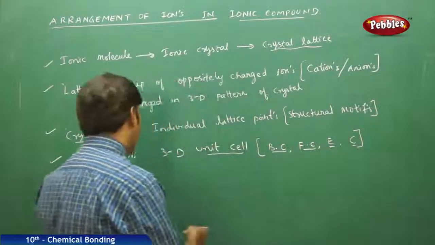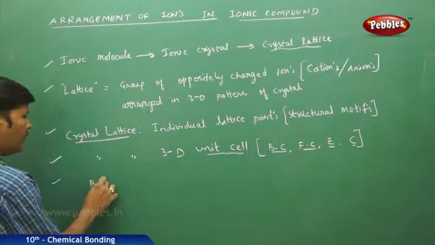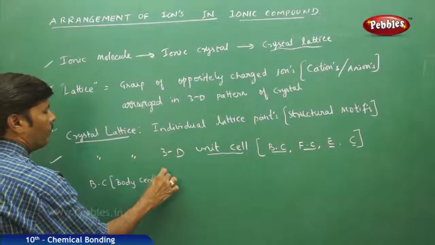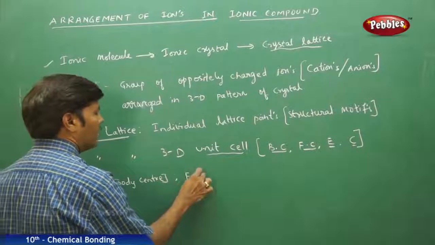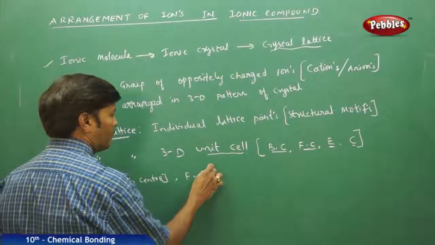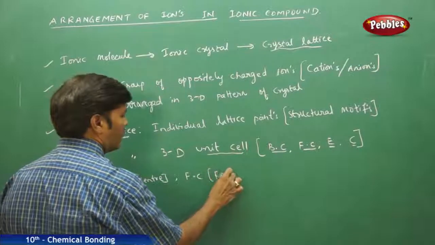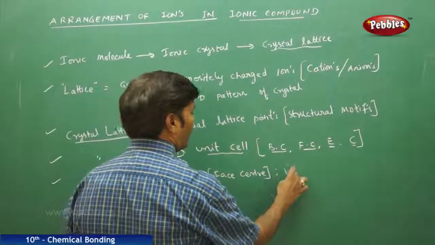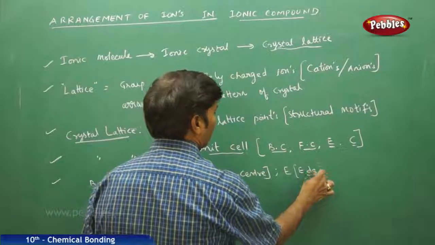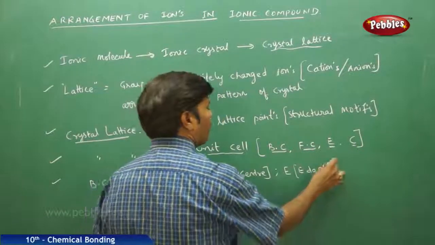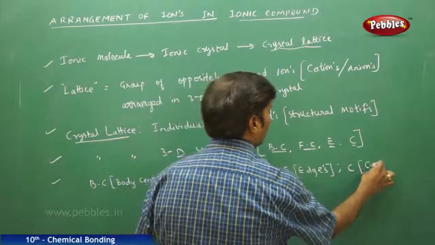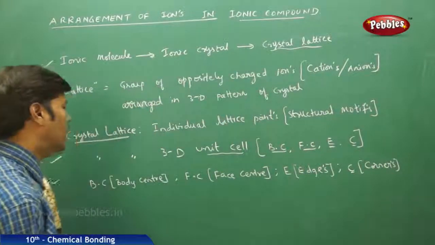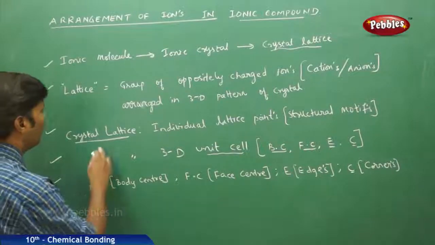Again I am repeating: BC, body center; FC, face center; E for edges; and C for corners. So based on this, we can take one example for the crystal lattice.